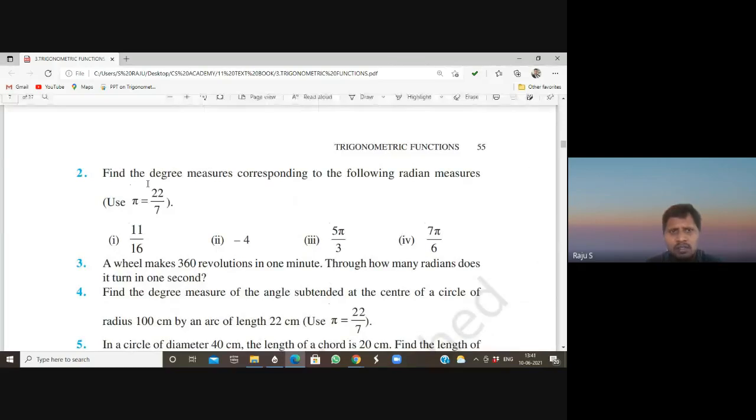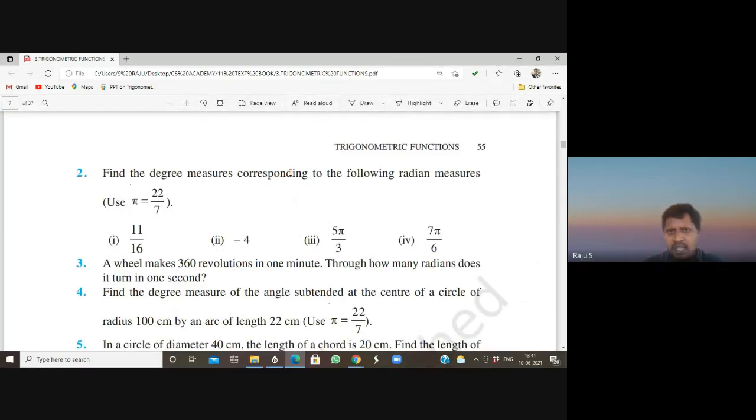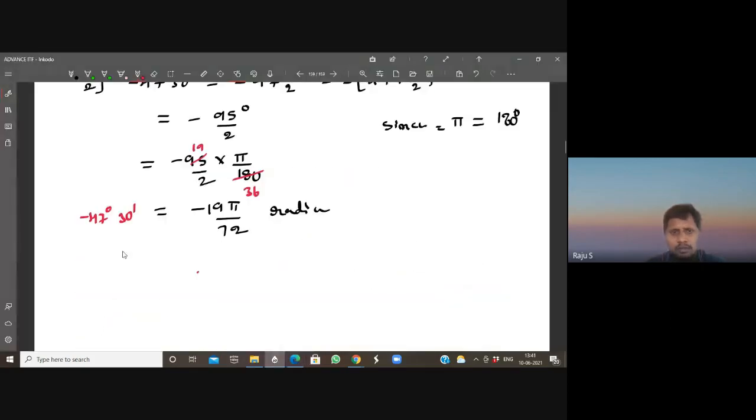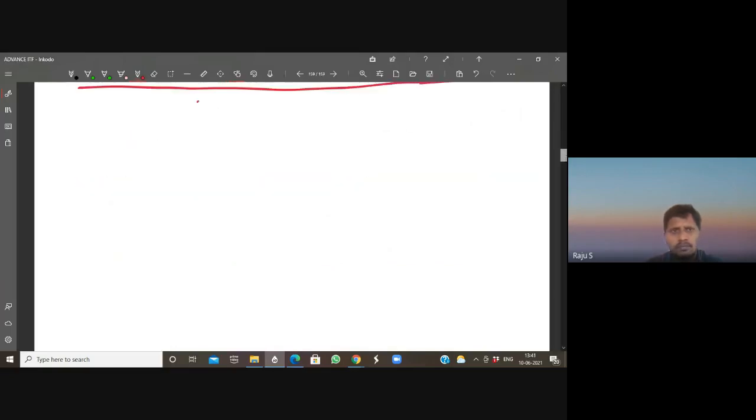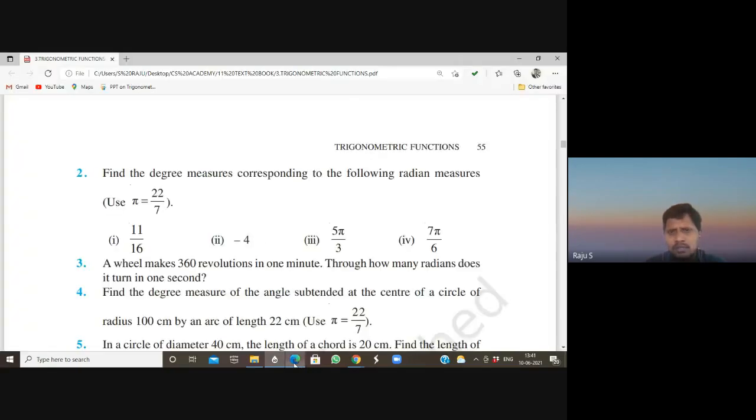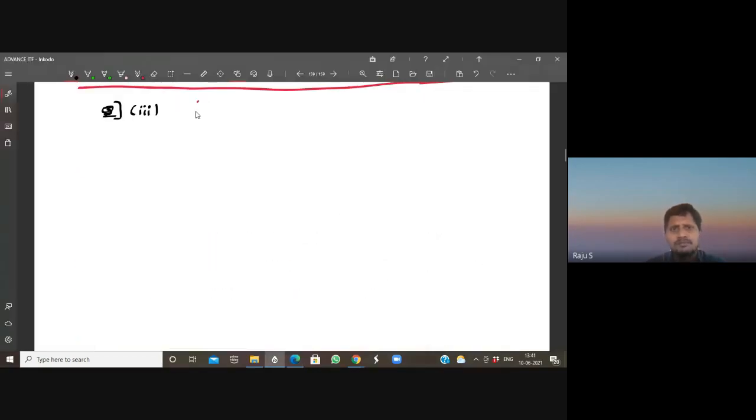Second question is: find the degree measures corresponding to the following. See here, first I'm going to do the third subdivision. Here the third subdivision of the second question is 5 into pi by 3.